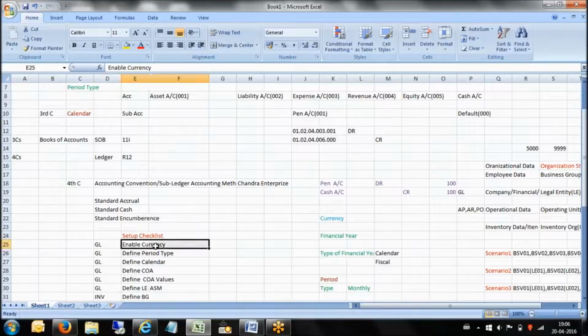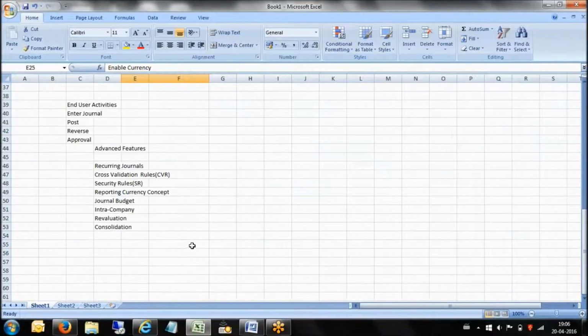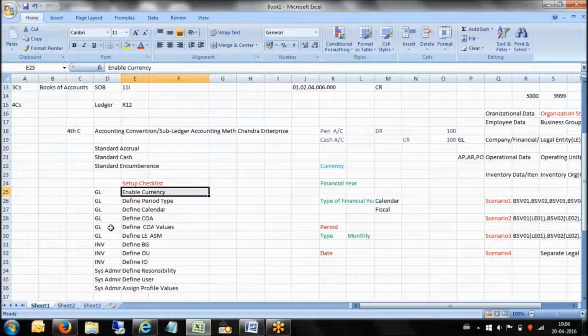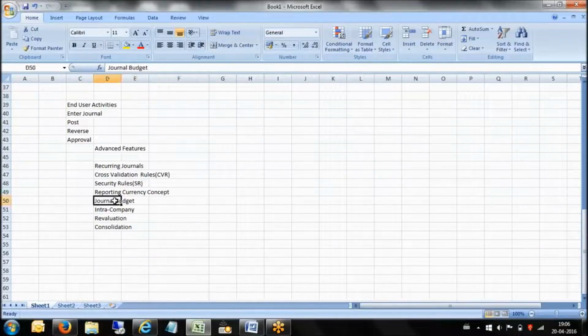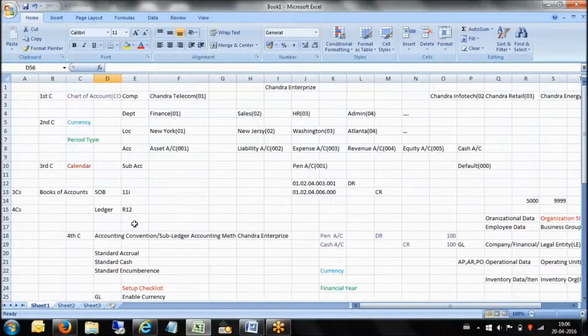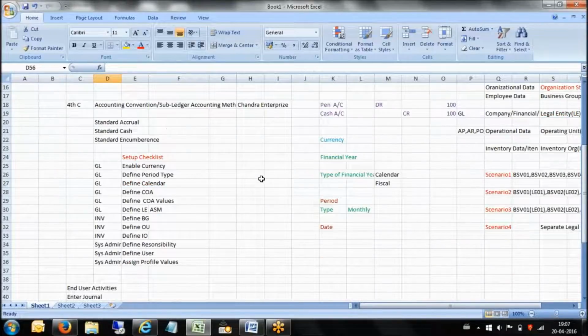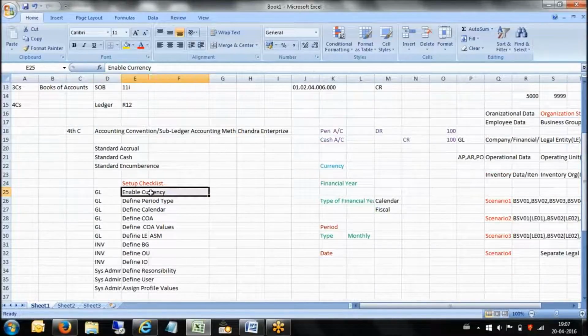Can you mark the journal budget? What was the last line? That has never been used so far. Red color, some color. Which one? Journal budget. The last third line. People do not use it. Okay. So these are the features given in GL. And we need to start from here.